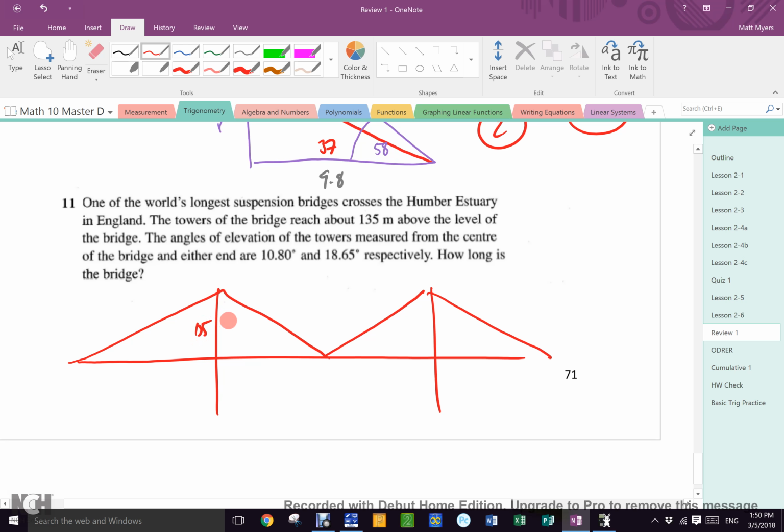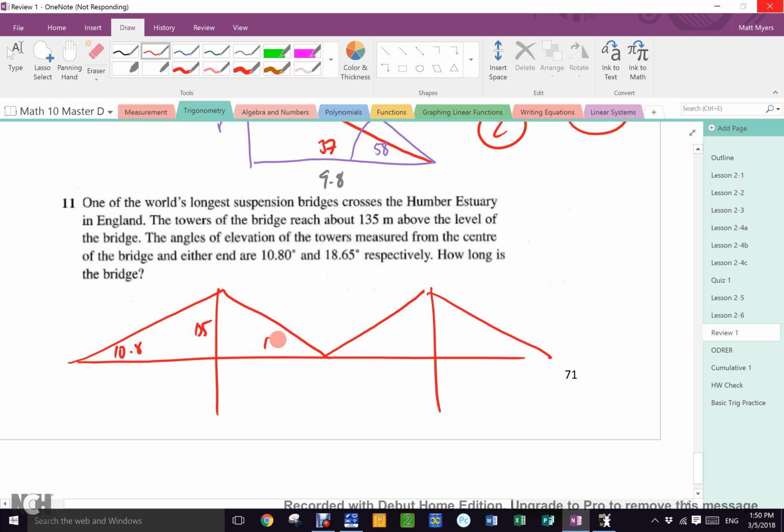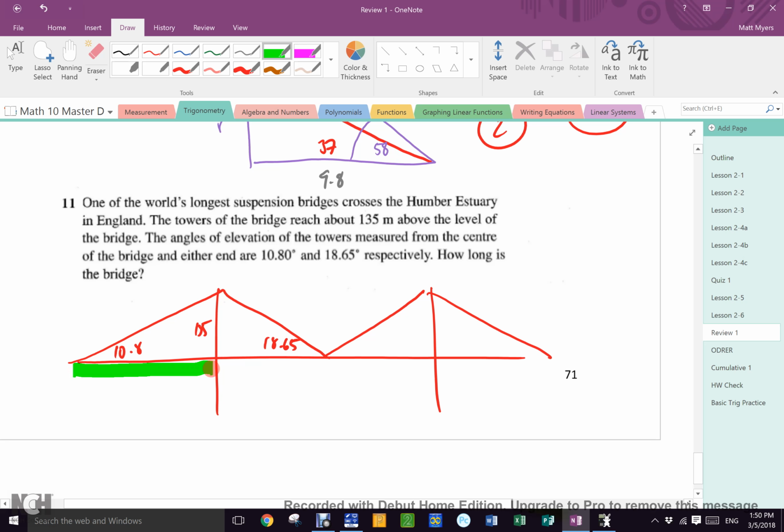135 is the towers, and you had 2 angles: 10.8, 18.65. I need to know how long the bridge was, which means I need that and that. And what do I need to do with those 2 numbers? Add them. And then what do I need to do with those 2 numbers? Multiply it by 2. So this one, I need the adjacent. I have the opposite. So is that multiply or divide? That's divide. That's 135 over 10.8.